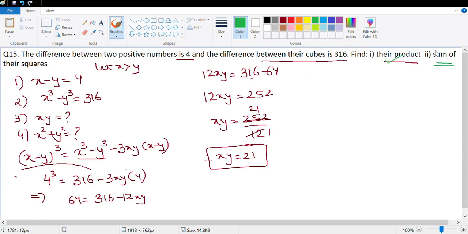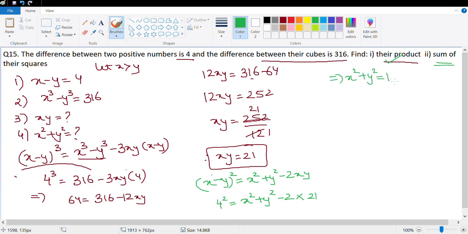We need to find the sum of their squares. So x plus y the whole square. No, x plus y is not given. x minus y is given. So x minus y the whole square is equal to x square plus y square minus 2xy. Yes, let's substitute values. x minus y, that's 4 square, is equal to x square plus y square minus 2 times 21, which means x square plus y square is equal to 16 plus 2 times 21, that's 42. Yes, that's 42. So this is 58. So x square plus y square is equal to 58.